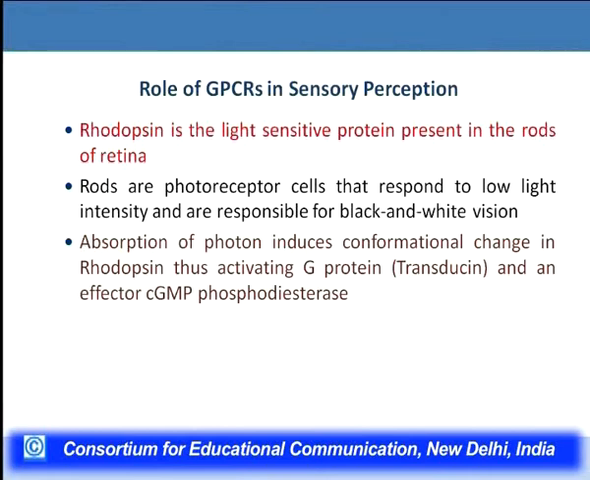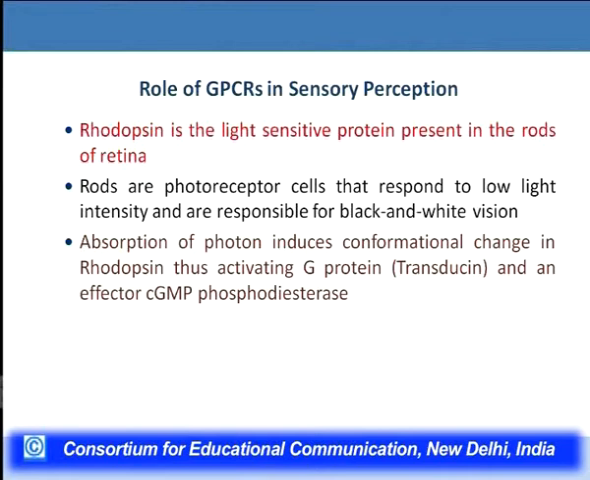Whenever there is absorption of a photon by these receptors on the rod cells, there is a conformational change in this particular protein, that is rhodopsin, which again is a GPCR, and this activates the G protein which is in the vicinity of this particular molecule.